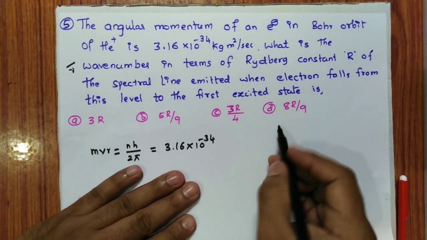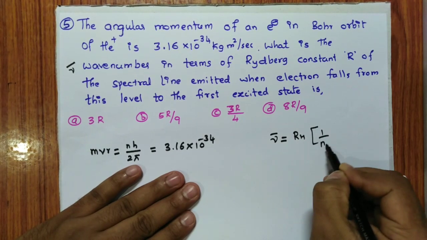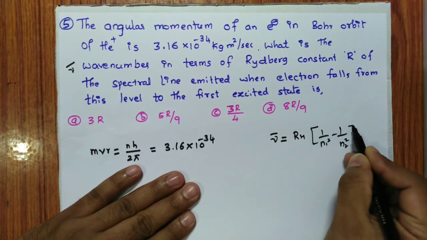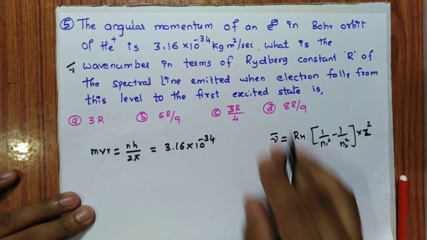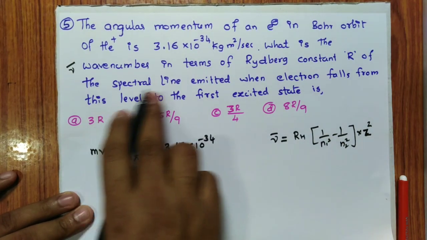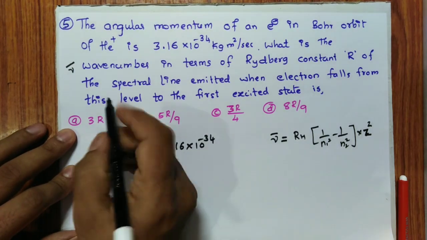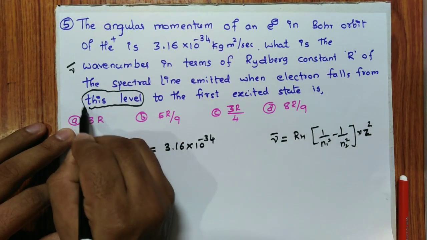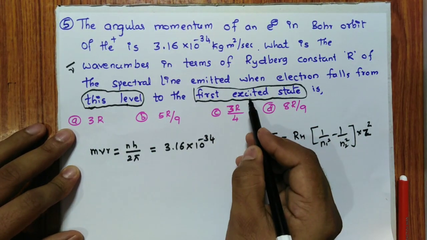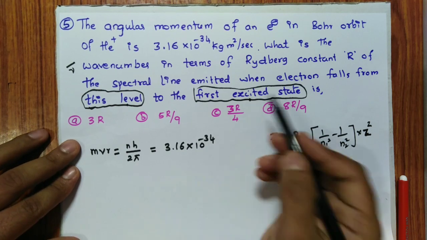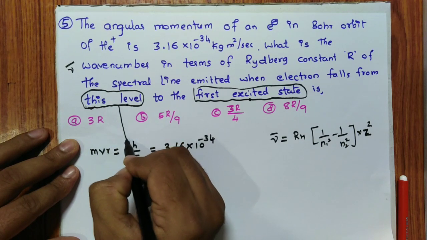To calculate that we have another formula, right? Nu bar is equal to RH into 1 by n1 square minus 1 by n2 square into Z square, where Z is the atomic number. In terms of Rydberg's constant, the spectral line is emitted when the electron falls from this level to the first excited state. How do we calculate this level? This is very important. If you get this level, then you can easily think about the first excited state. Right? This level is nothing but the n value.